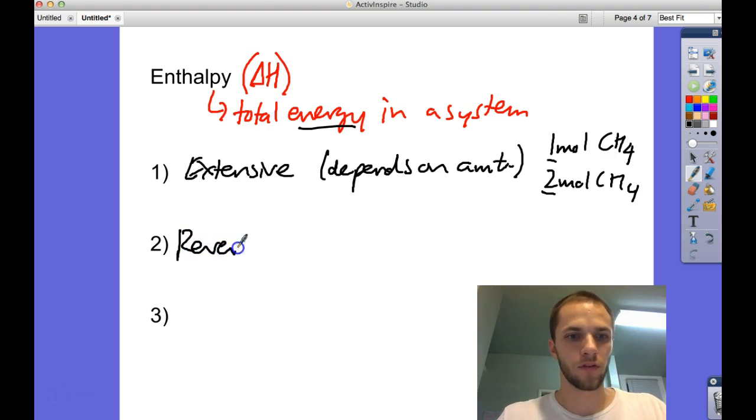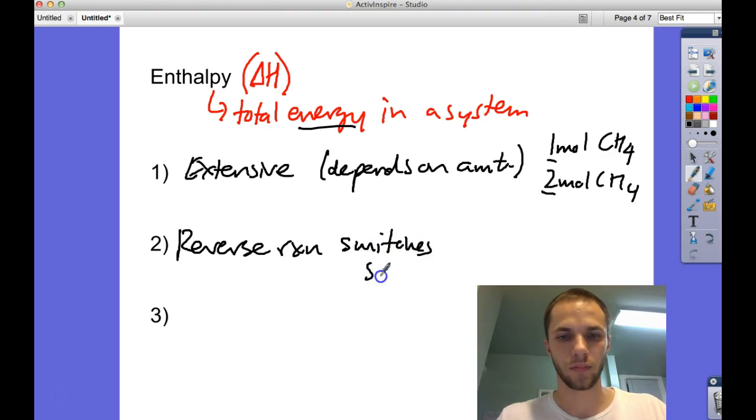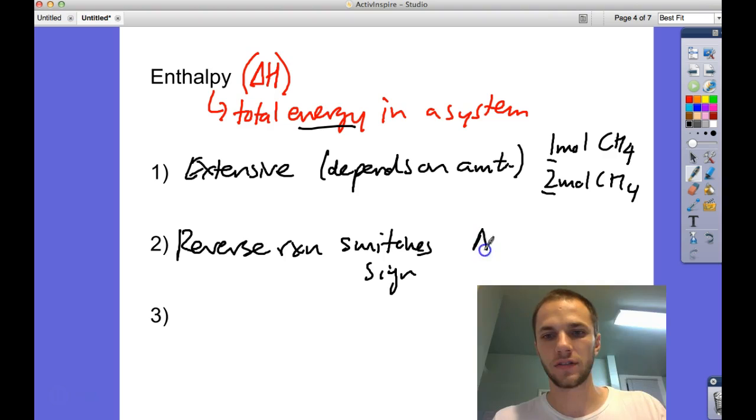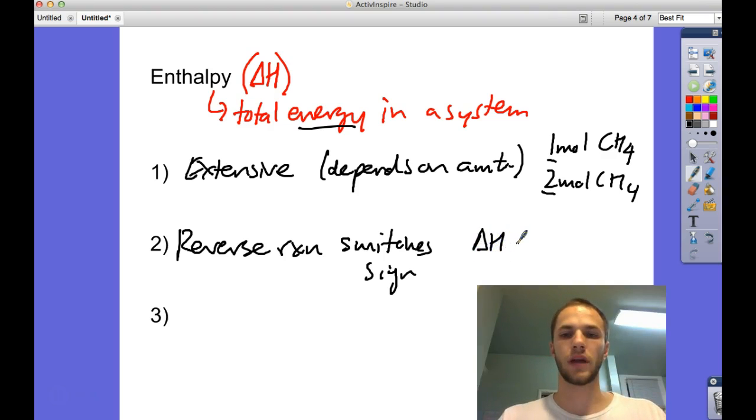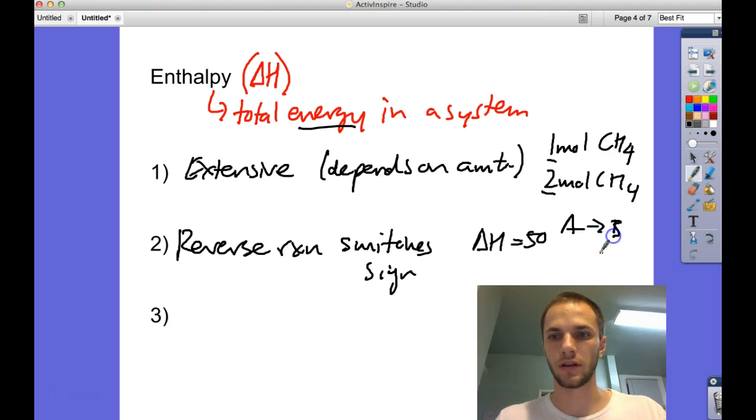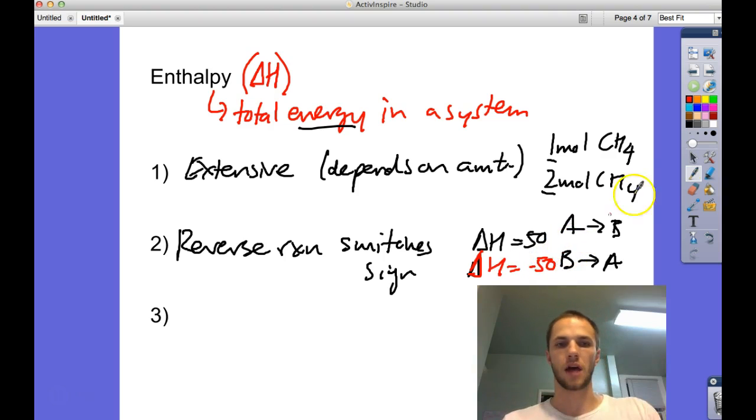Enthalpy for a reverse reaction switches the sign. So that means if delta H, the enthalpy of a reaction, is 50 for A going to B, if we switch the reaction to B going to A, the enthalpy for that reaction, which we'll do in a different color here, is going to be equal to negative 50. It's the opposite if you reverse the reaction.